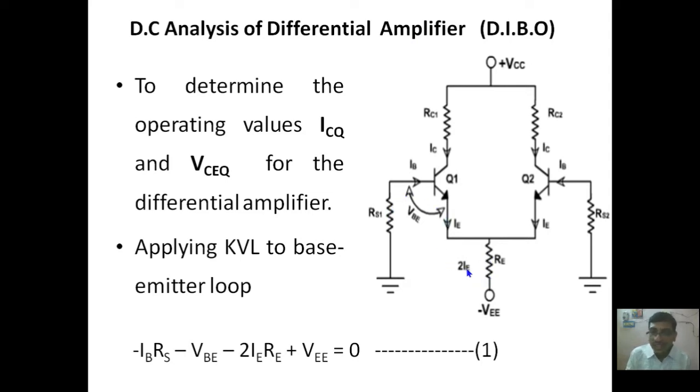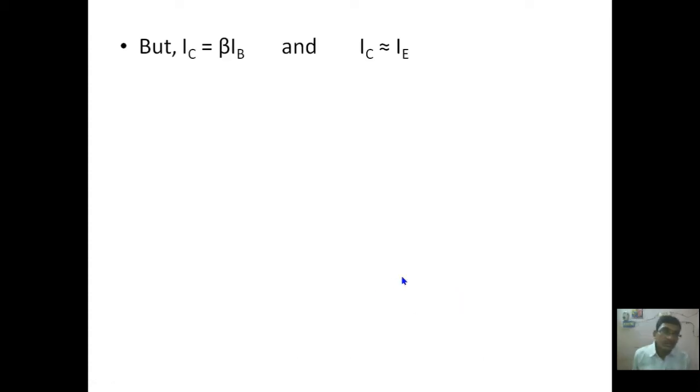Why it is 2 IE RE: because we are getting the two emitter currents from Q1 as well as Q2. Both are giving IE currents. IE plus IE is equal to 2 IE because these two are in the same direction. Now we know that beta is equal to IC by IB. From that we can write IC is equal to beta times IB, and also we know the collector current IC is approximately equal to the emitter current IE.